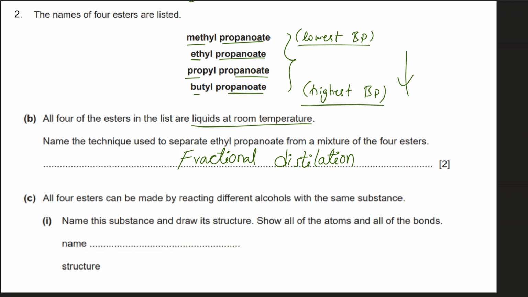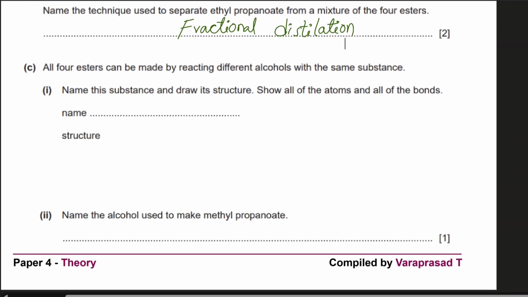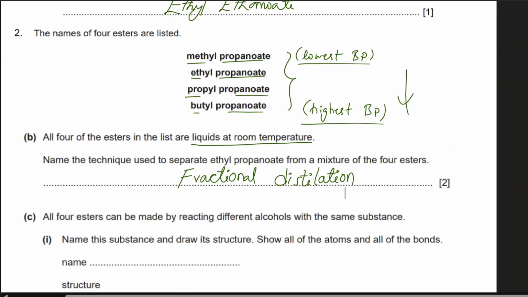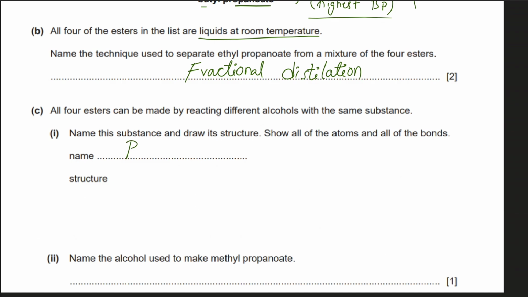Okay. Next. All 4 esters can be made by reacting different alcohols with the same substance. Name the substance and draw its structure. Show all of the atoms and all of the bonds. Now, if you see clearly here, we can say that all of these esters are made up of different alcohols but the same carboxylic acid, and that is propanoic acid. Okay. So the answer would be propanoic acid.